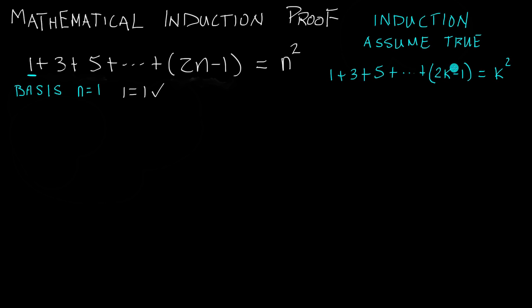So k is just representing some arbitrary number that we want to go up to, and we're just going to assume that is true for now. So I'll go ahead and put this in a box.